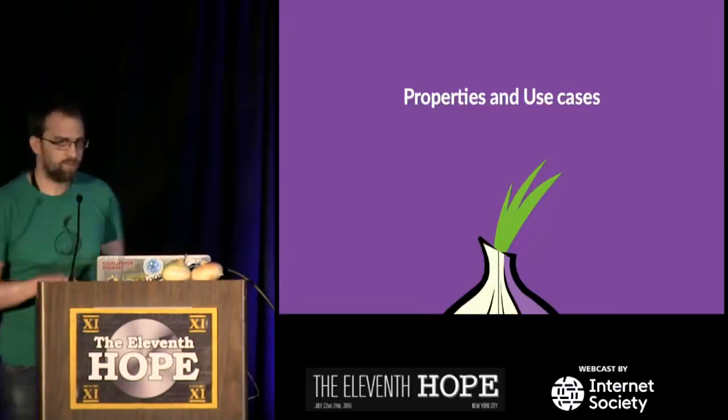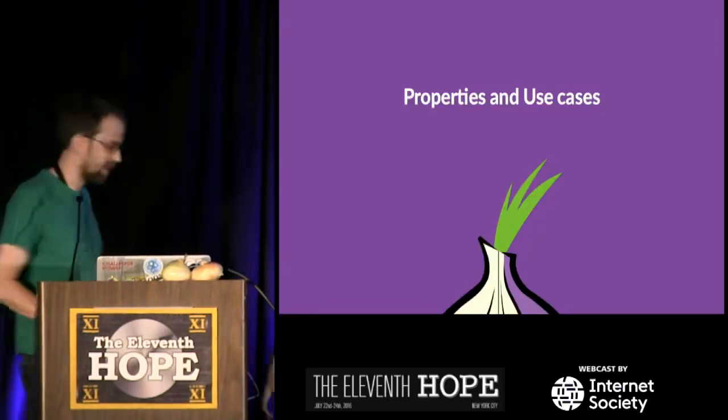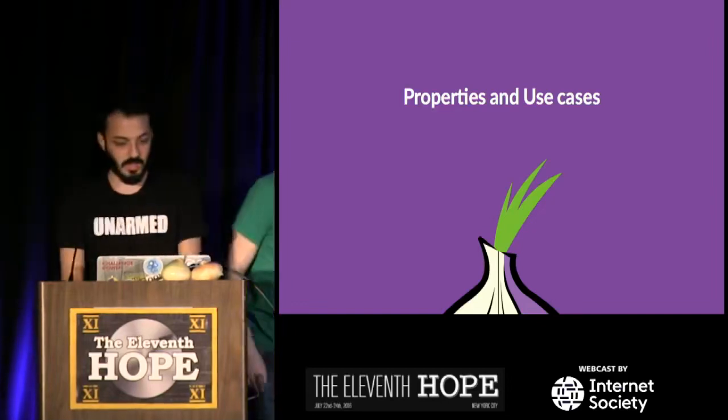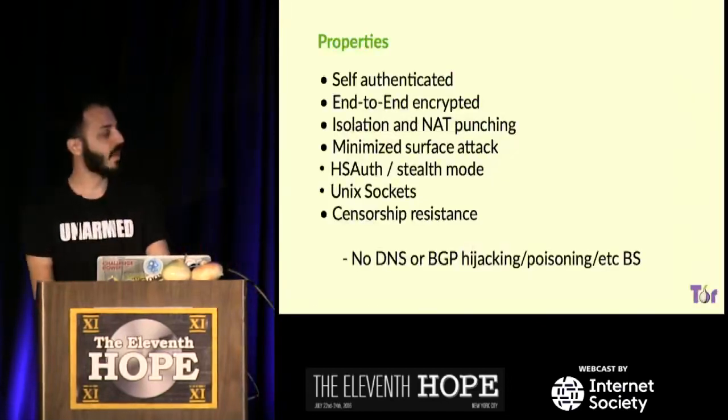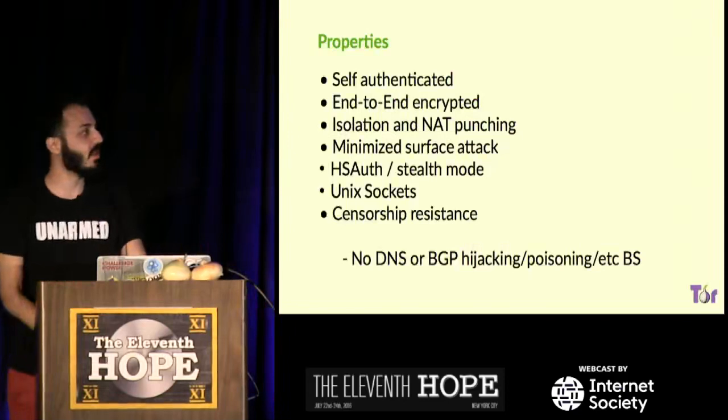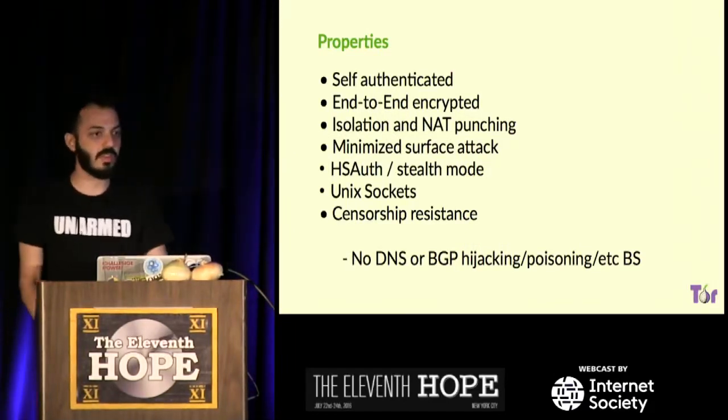So now we're going to go into properties and use cases. It's pretty nice. All right. So hidden services, or onion services, have a lot of interesting properties. First of all, they are self-authenticated.